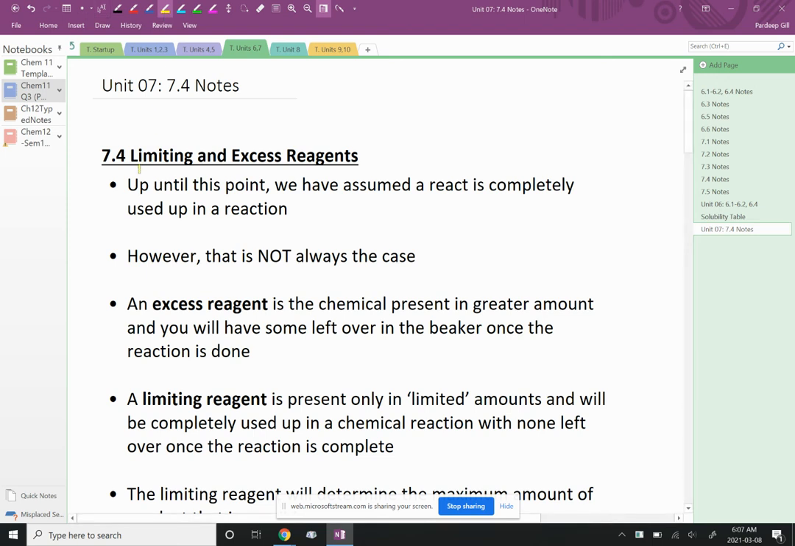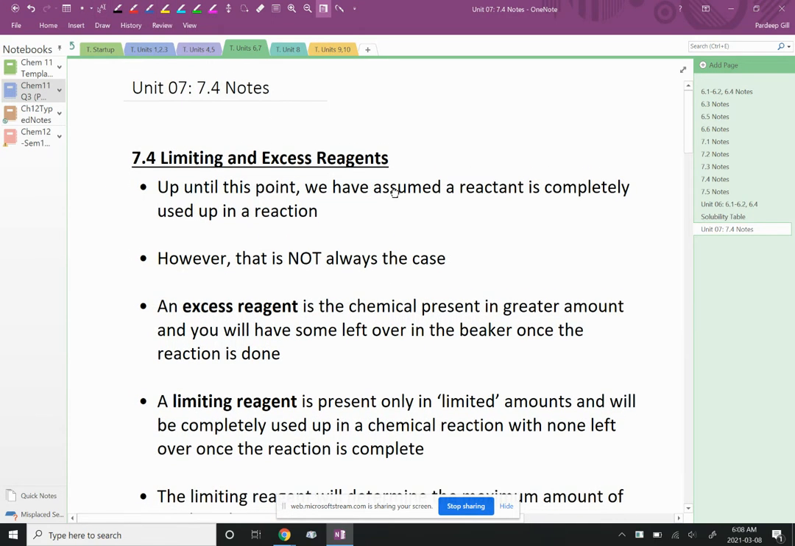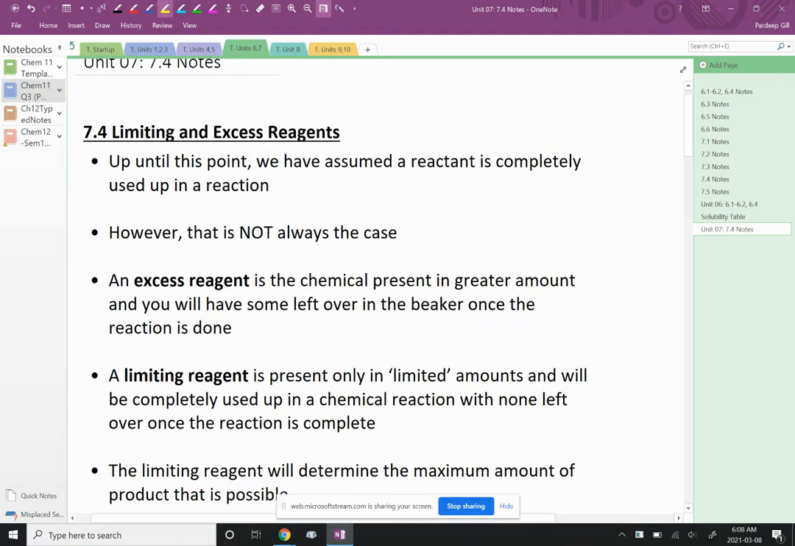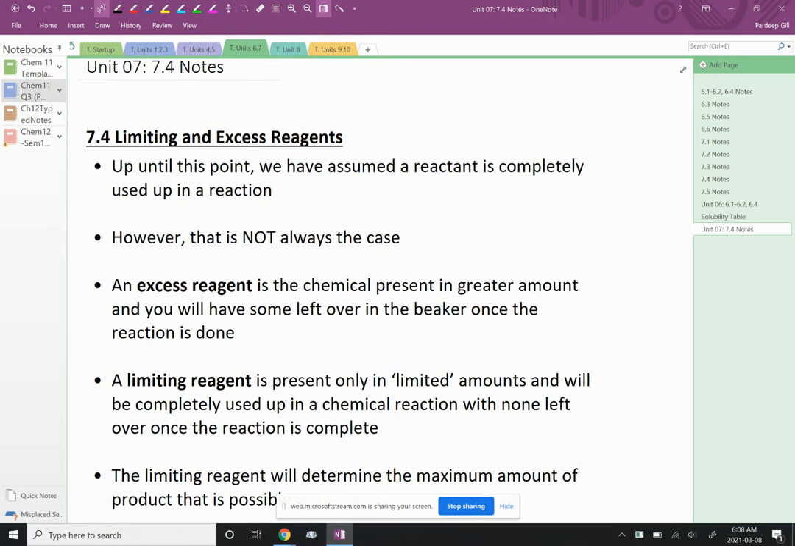In this video, we're going to talk about limiting and excess reactants. Now, up until this point, we have always assumed a reactant is completely used up in the reaction. But that's not always the case. So today you're going to find out that, in fact, there's usually a reactant that's left over in the reaction, and that's called the excess reactant, and it's always present in greater amount.